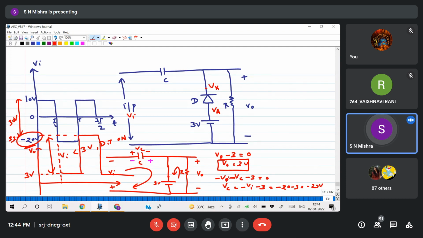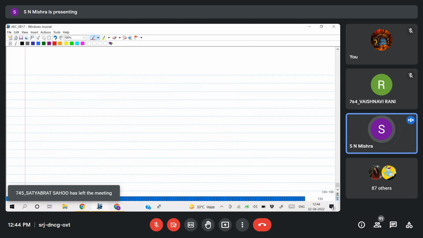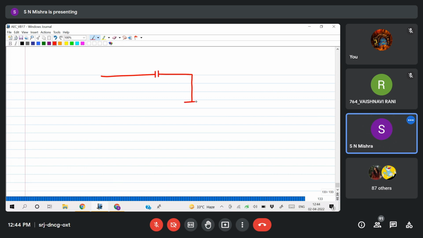Or anyone having doubt? Now I'll change the question a little bit. Capacitor, diode, then take minus 3 volt here.